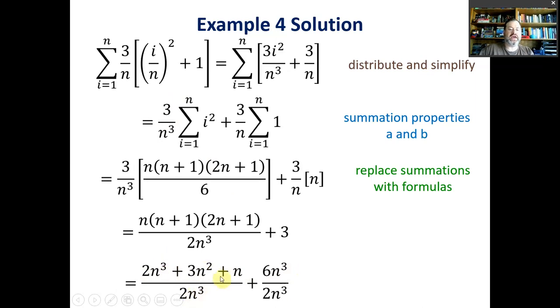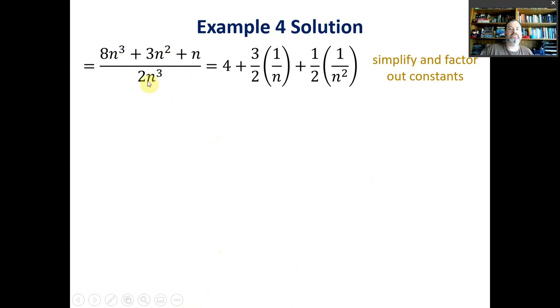Then I'm going to push the 2n cubed up as a denominator in all those terms, right? So 8n cubed over 2n cubed is 4. 3n squared over 2n cubed is 3/2 times 1 over n. It's 3 over 2n, but again, I want to factor out those constants, right? So again, not showing every step of algebra. This is just a strategy. And here we have n over 2n cubed. So that 1/2 is going to get pulled out front. Then n over n cubed becomes 1 over n squared.